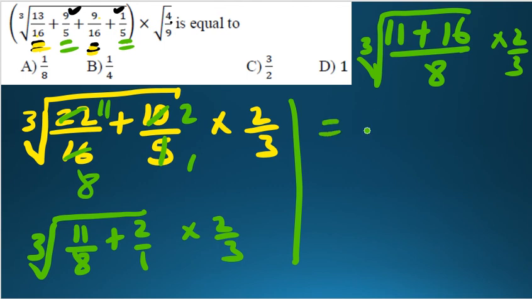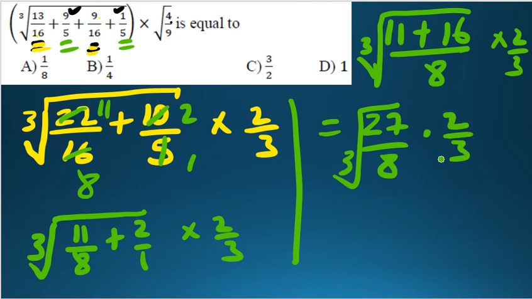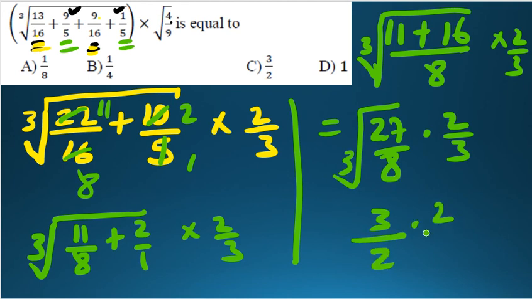Next step, I add them. It is going to be 27 over 8 in the cube root, still multiply by 2 over 3. Yeah, 27 over 8, sorry. So 27 from the cube root will be 3, and 8 from the cube root will be 2. Then multiply by 2 over 3. That's going to be 1, because diagonally they can simplify. By 2, 1, this by 2, 1 again. By 3, 1, this by 3, 1.